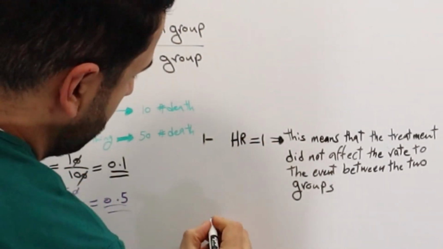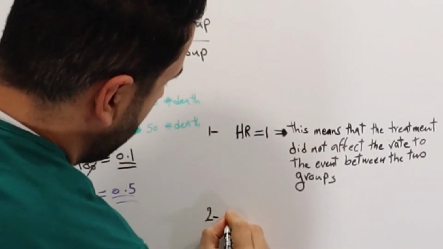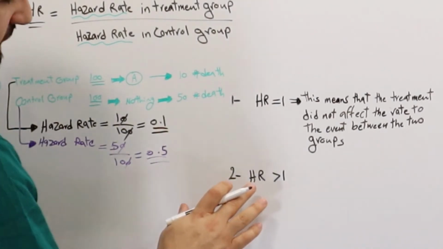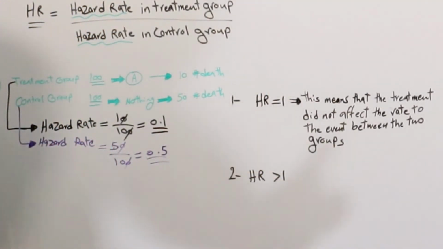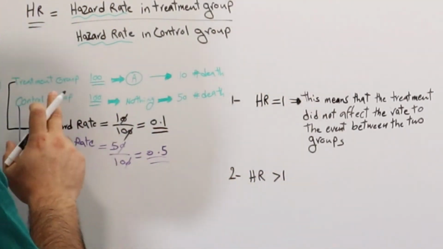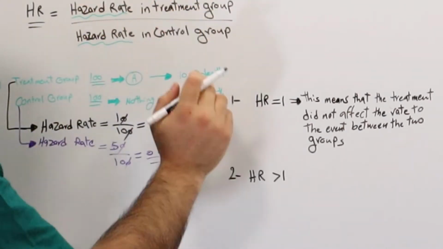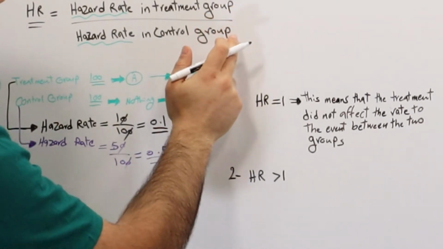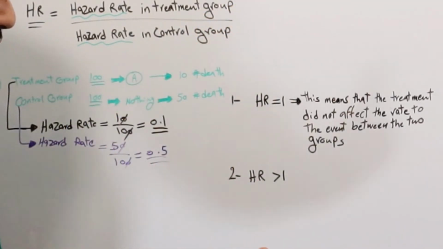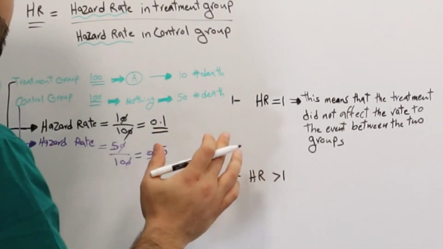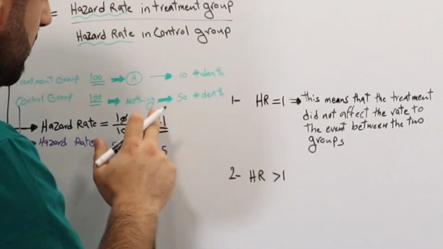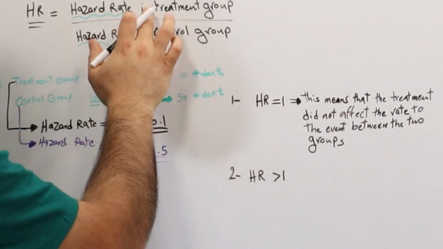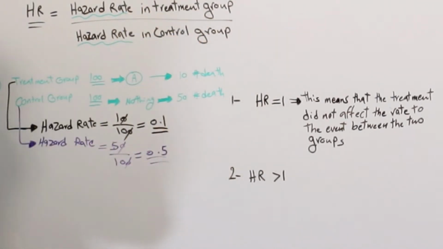Number two, if hazard ratio is larger than 1, what this means is that basically the treatment group had more people in comparison to the control group. So if it's over 1, the treatment actually led to a higher number of deaths in comparison to the control group.